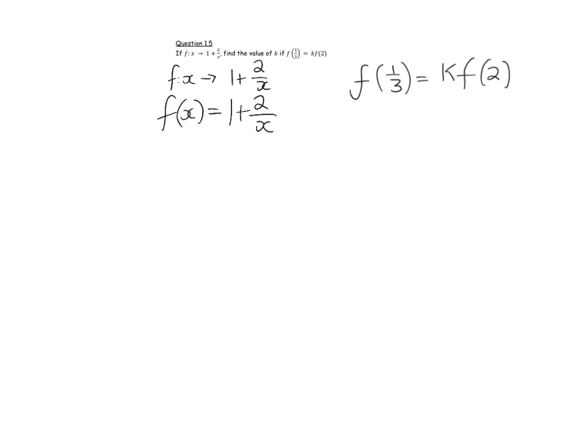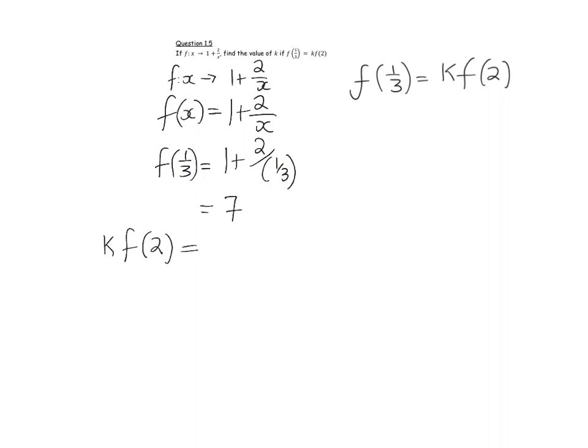So if we figure out, first of all, what f of a third is, that's going to be 1 plus 2 over a third. You can pop that into your calculator and you'll get the answer of 7. And then, right, so we have k times f of 2.